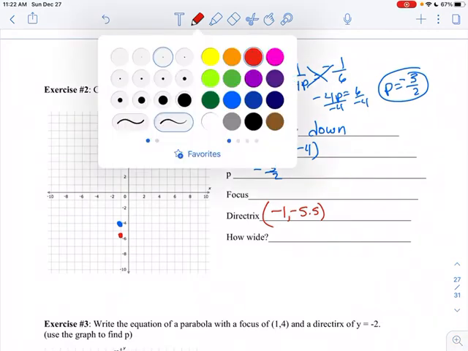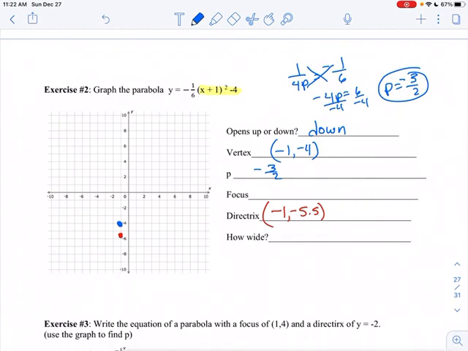How wide is it going to be? To find out how wide it is, I go 2 times p. So 2 times negative 3/2, so basically it is negative 3. So I'm going to do negative 3, 1, 2, 3, and negative 3, 1, 2, 3. And that will give me my parabola. I know it opens downwards.